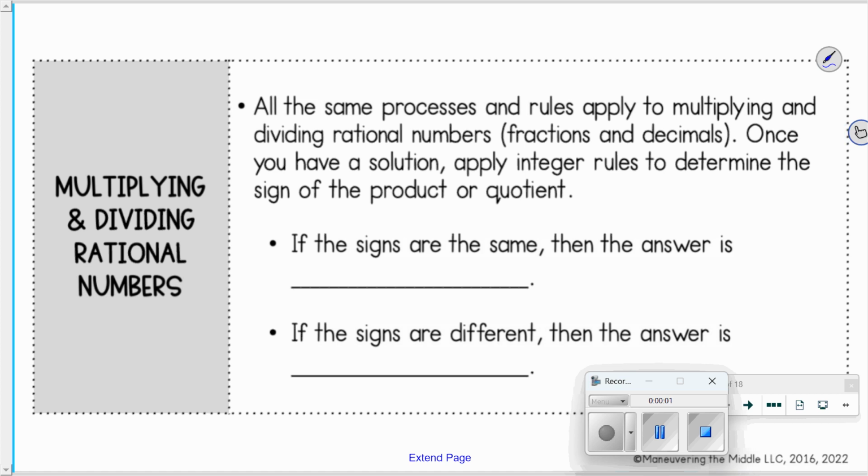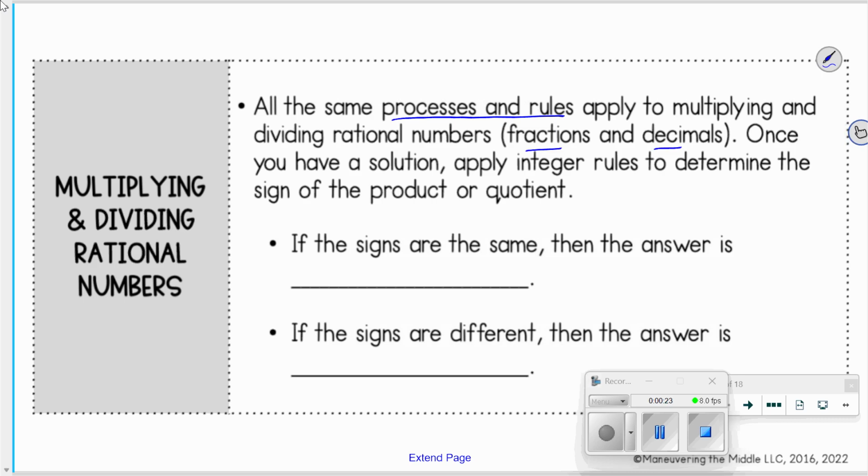For today, we're going to go on to multiplying and dividing rational numbers. So we already established the rules when multiplying the integers. With rational numbers, it's still the same rules because the operation is still the same. So the same processes and rules apply to multiplying and dividing rational numbers. So now we're talking about fractions and decimals.